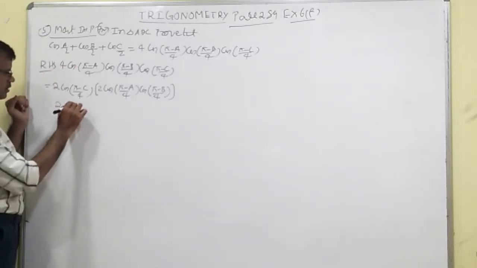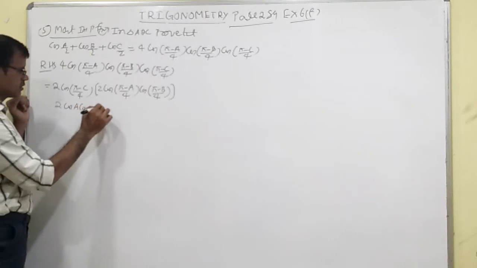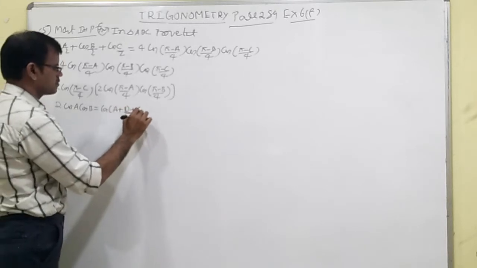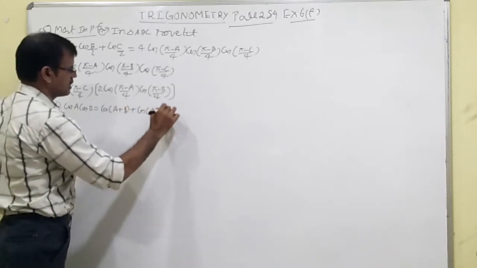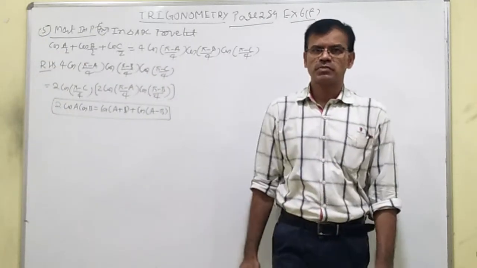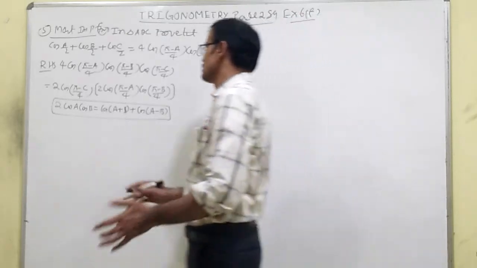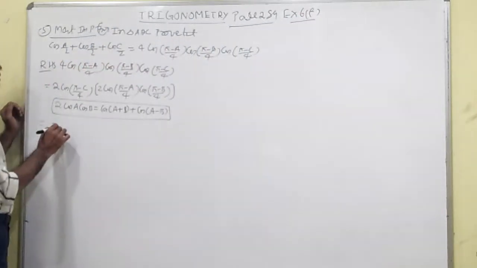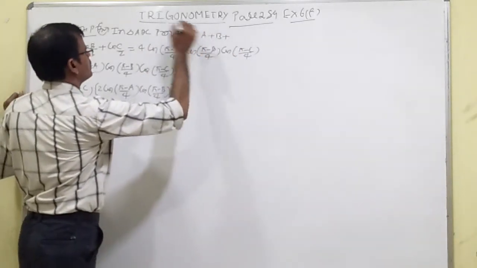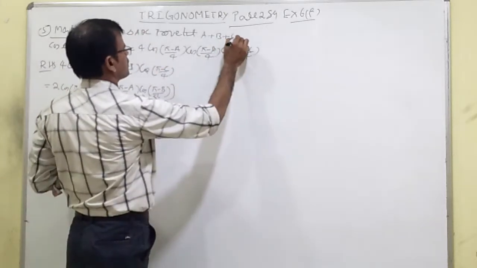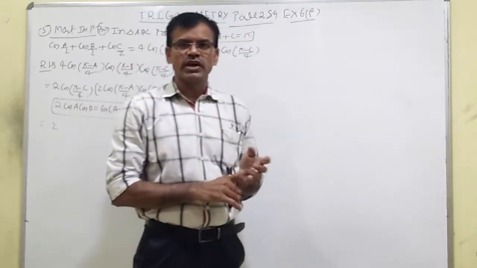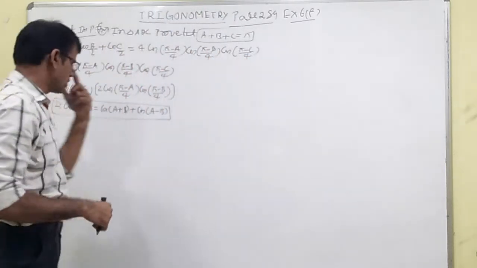Apply the formula 2 cos A cos B, which is cos of A plus B plus cos of A minus B. Whenever you are given the angles of triangle ABC, we can apply that A plus B plus C is equal to pi, because the sum of angles in any triangle is equal to 180, and 180 is nothing but pi.